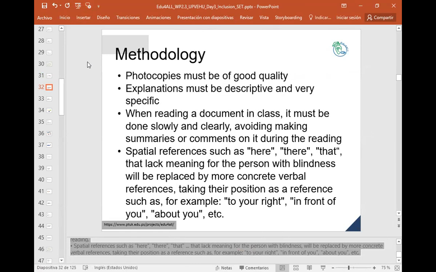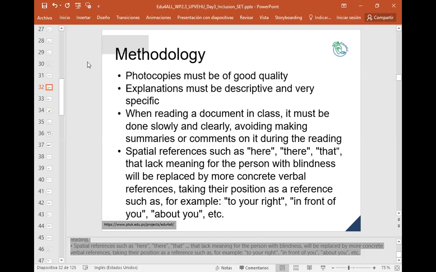If photocopies of any printed material are provided, they must be of good quality, both for better readability by students with low vision, and to enable an optical reader to scan and subsequent recognition by voice synthesis by students with blindness. Explanations must be descriptive and very specific.